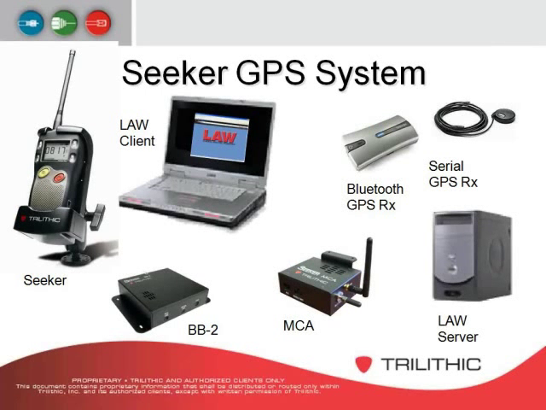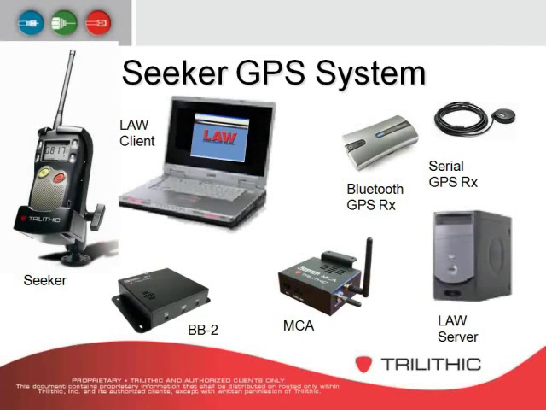So these are the components that build up a Seeker GPS system. You have at the upper left the law client. That's the portal to look at the law server that houses all of the signal leaks. And the server is also where the mapping is being generated from, or the work orders are being created from, and so on.